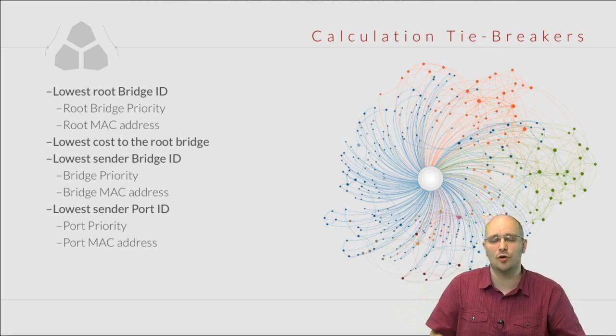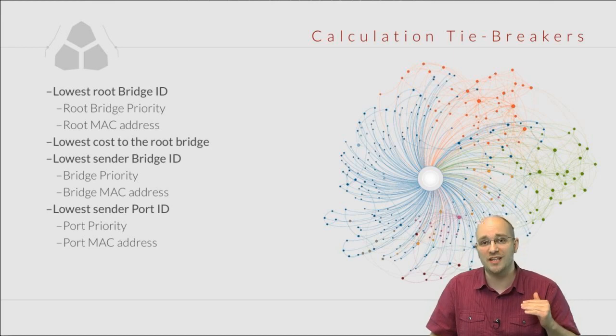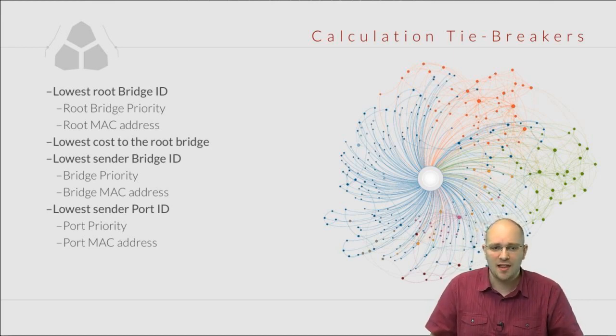The next thing that we are going to take into account will be the lowest cost to reach the root bridge. If this happens to be the same as in our example here, we need to go to the next tiebreaker, and this will be the lowest sender bridge ID. You remember that in BPDUs we have that field, which is the bridge ID, a composite value that consists of the locally configured bridge priority and the MAC address, the system MAC address in use.